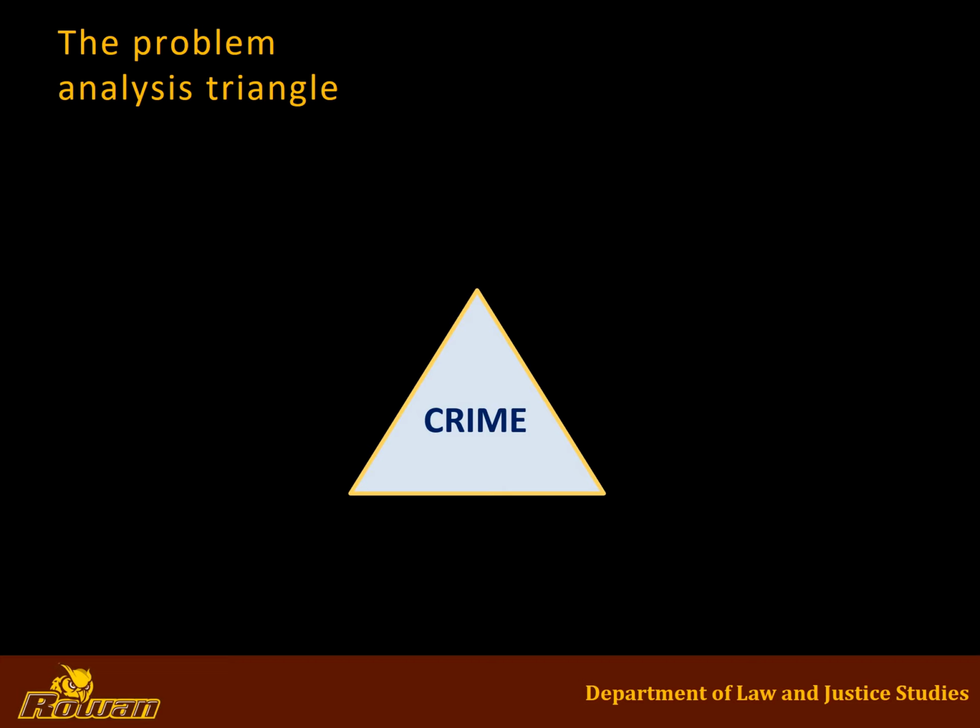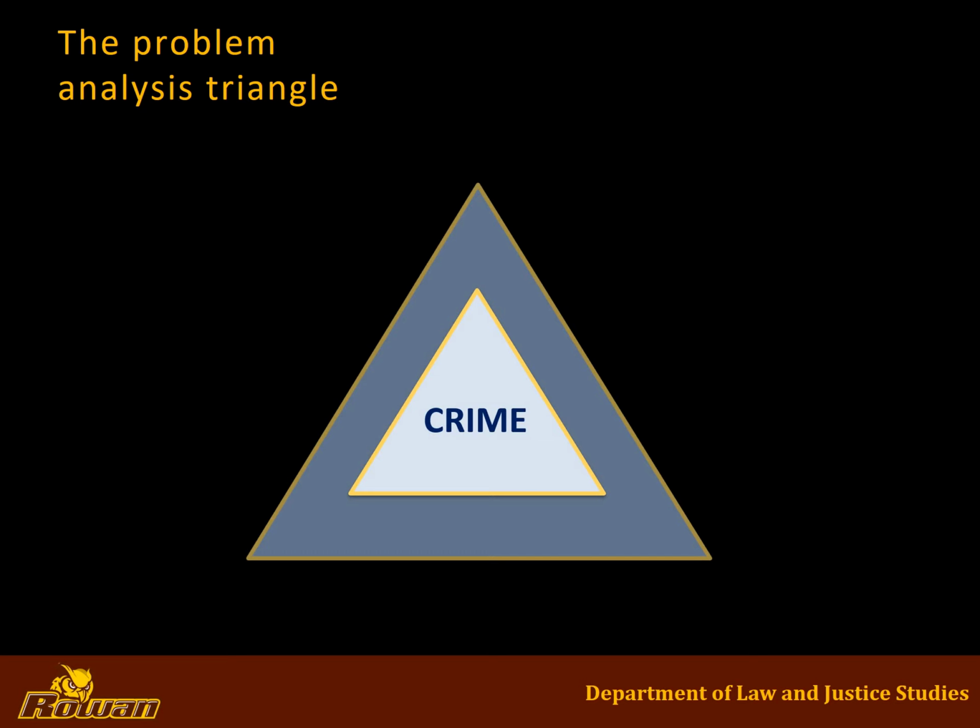And one way to structure your thinking as you're going about an analysis, or the analysis phase of the SARA model, is to use what's referred to as the problem analysis triangle. And so with the problem analysis triangle, what it does is it breaks crime down to the most basic level. So it's based a little bit on routine activities theory, which is a theory I'm sure you've heard if you took a theory class.